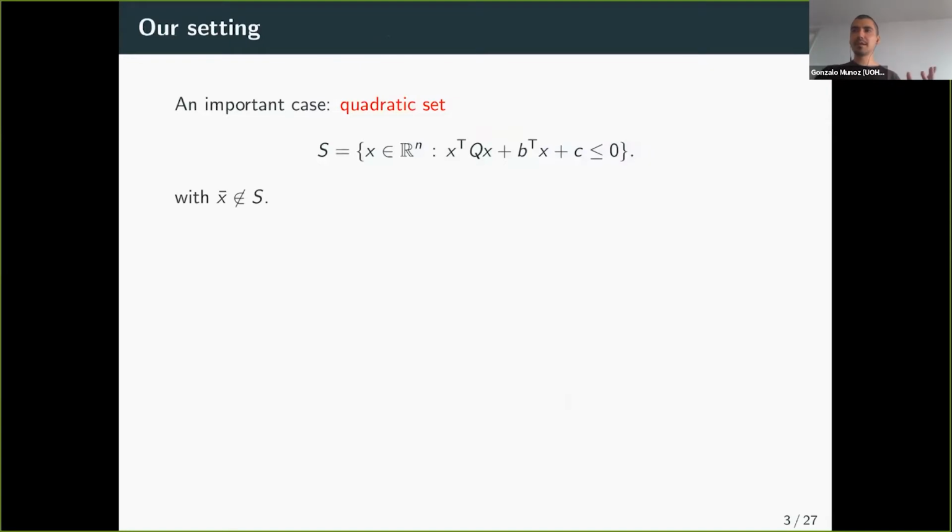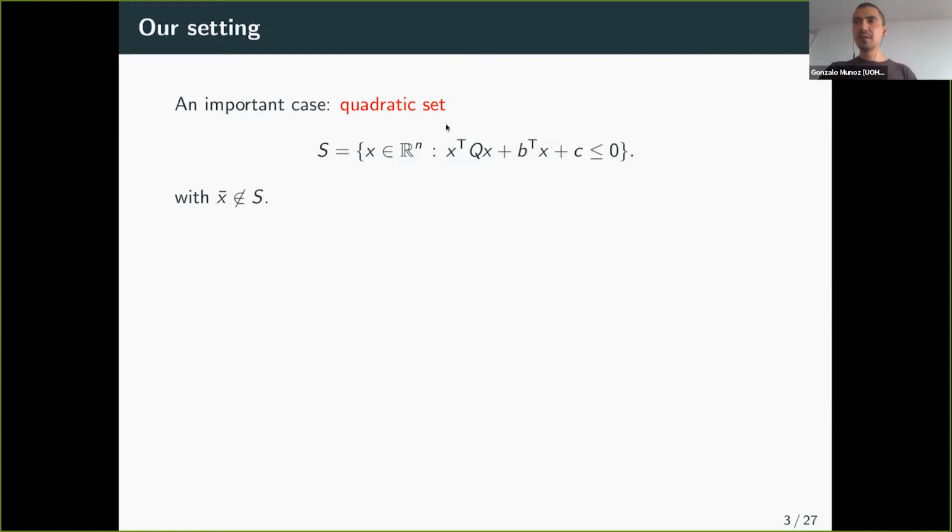So one important case that we're going to deal with, which is what John was mentioning at the beginning of the session, is the quadratic set. What we're going to work with here is a set that is defined using just one quadratic. Just one general quadratic inequality, and we're actually going to assume that it's non-convex, to make things a bit more interesting. And we're going to assume that we have a point X bar that you want to separate from this region.